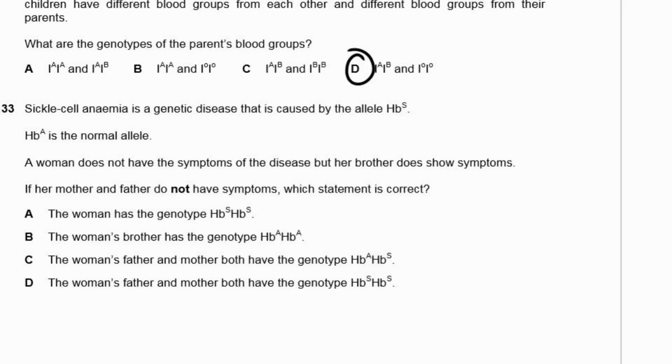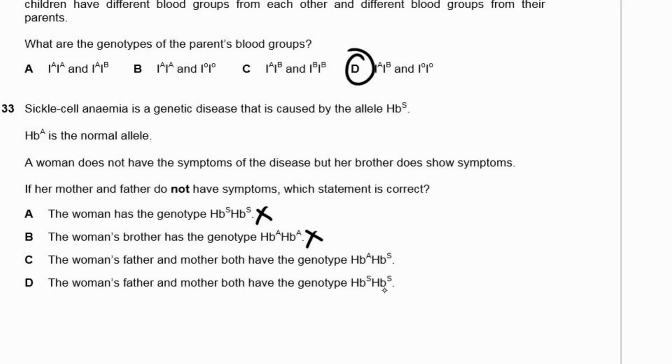Okay, A says the woman has the genotype HBS HBS. But she does not have symptoms, so that doesn't make sense, because that means she would have sickle cell anemia. So it's not A. B says the woman's brother has the genotype HBA HBA. But her brother does show symptoms, and if he was HBA HBA, he would not show any symptoms. C says the woman's father and mother both have the genotypes HBA HBS. Well, that makes sense. Compared to D, the woman's father and mother both have the genotypes HBS HBS.